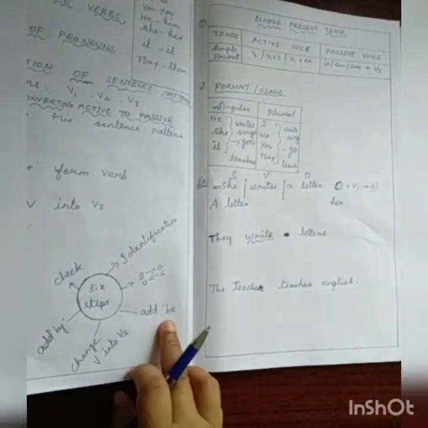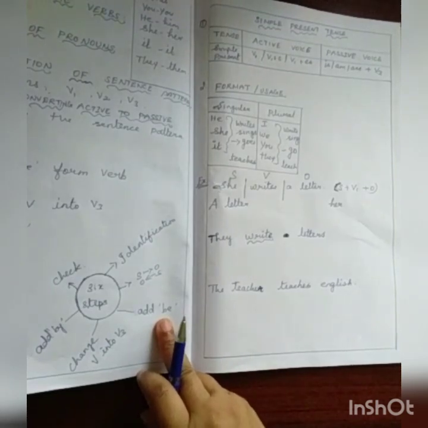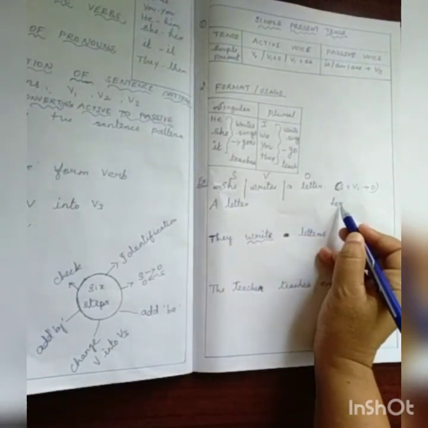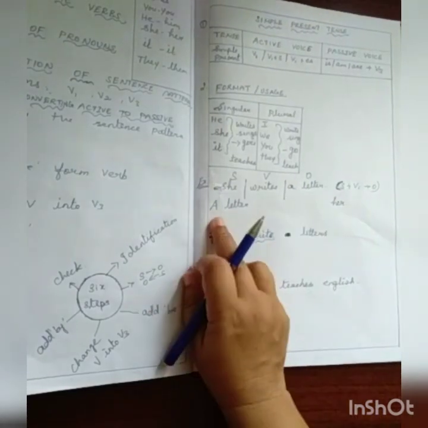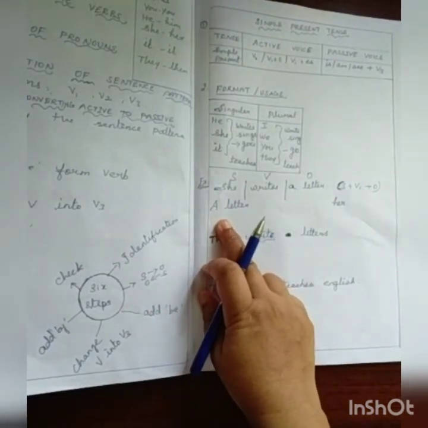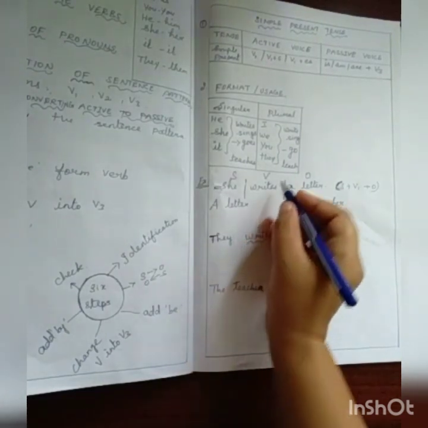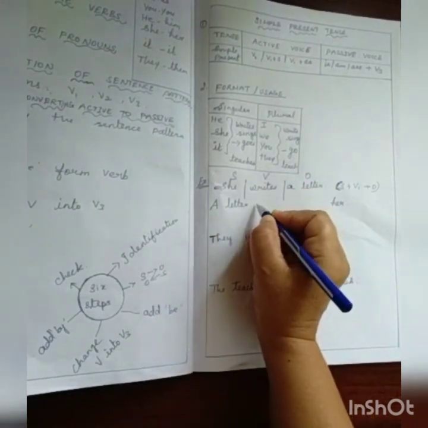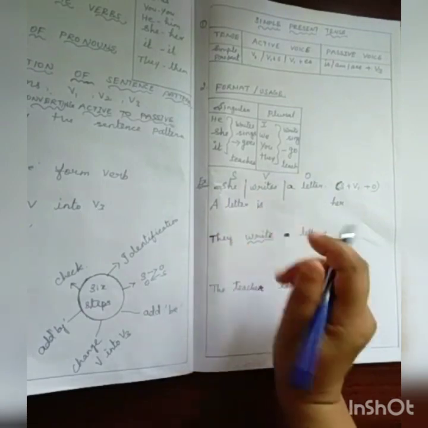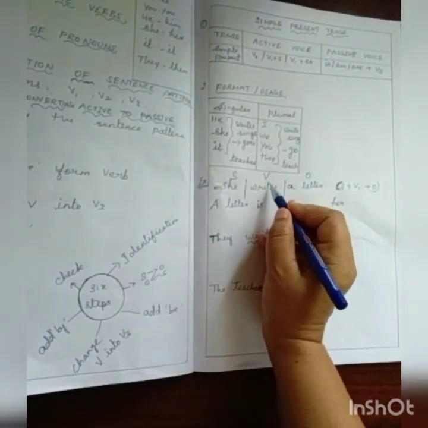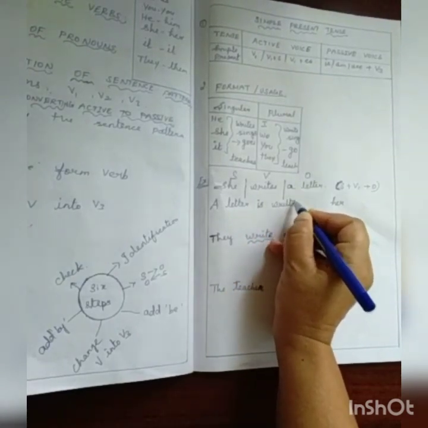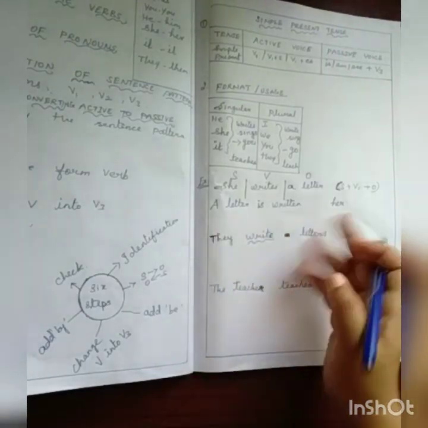Then the third step: add be form verb. How are you going to add? According to the subject. If the subject is singular, then that will take a singular verb. So a letter, here present tense is there, so this is present tense. So what will come? A letter is. What is the v3 form of write? That is written. A letter is written.